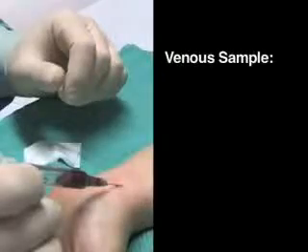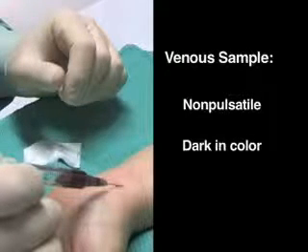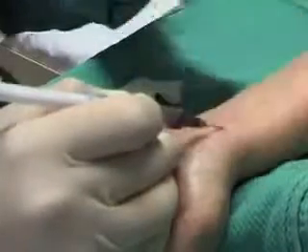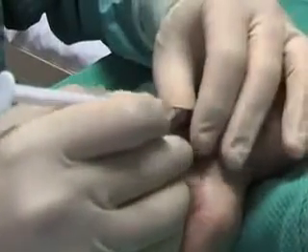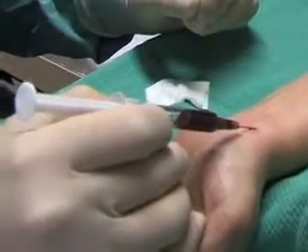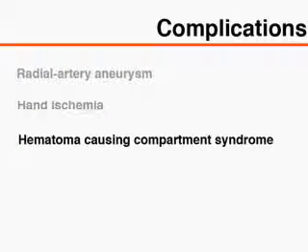A blood sample is likely to be venous if it is non-pulsatile and dark in color and it flows slowly. It should be noted, however, that very deoxygenated blood in a patient with hypoxemia could also appear dark, even though it is arterial. Serious vascular complications of radial arterial puncture are rare and include radial arterial aneurysm, hand ischemia, and hematoma causing compartment syndrome.